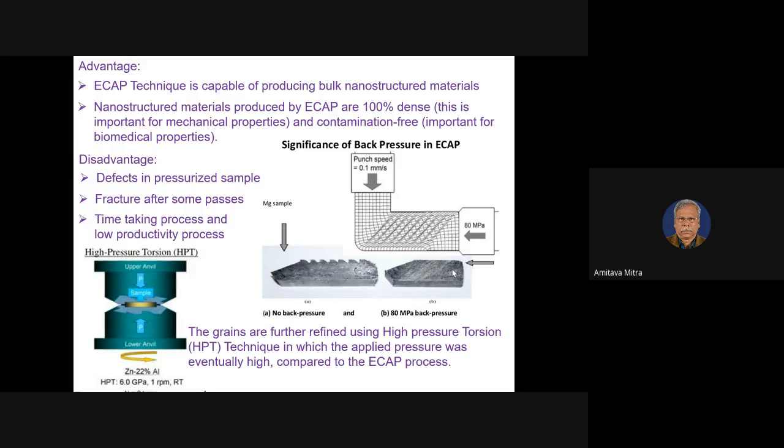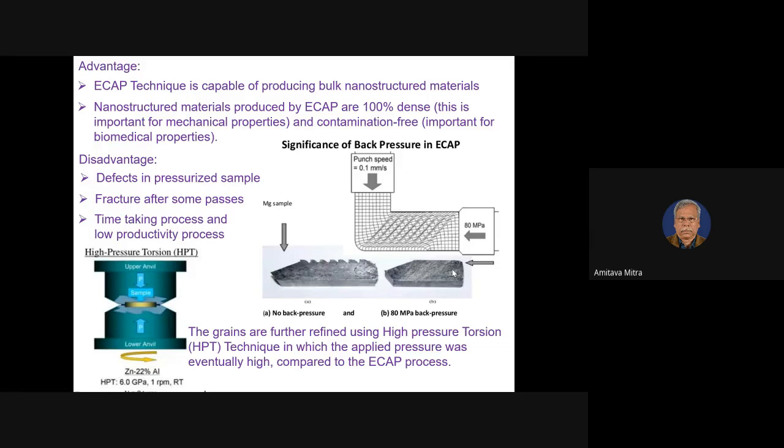The grain size was further reduced by a process which is called high pressure torsion. This is also a severe plastic deformation process. It's high pressure torsion.